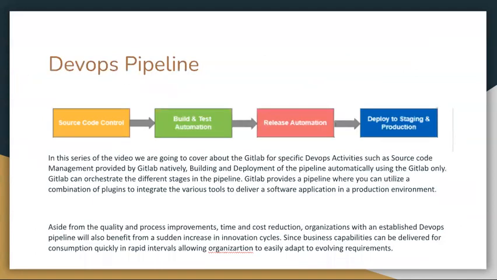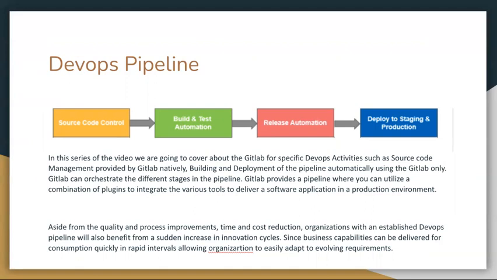So if you relate it to the DevOps pipeline, you will find that initially there is a source control system, which is most probably Git, because it is very widely used. It has been developed by Linus Torvalds, and it's a distributed version control system. And from the source control, it goes to the next stage, which is the build and test automation.